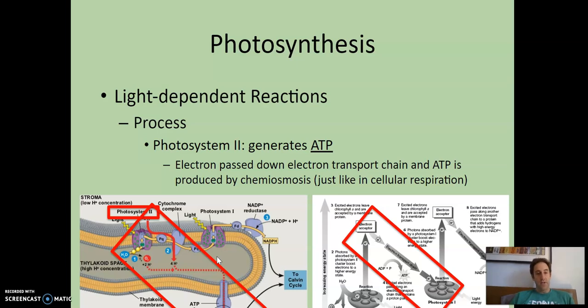We have a high energy electron excited by light, and then we pass it down this electron transport chain. Side note, cellular respiration, same deal. The high energy electron this time though comes from NADH or FADH2. And those electrons became high energy because we ripped glucose apart to make NADH and FADH2. So again, very similar process.